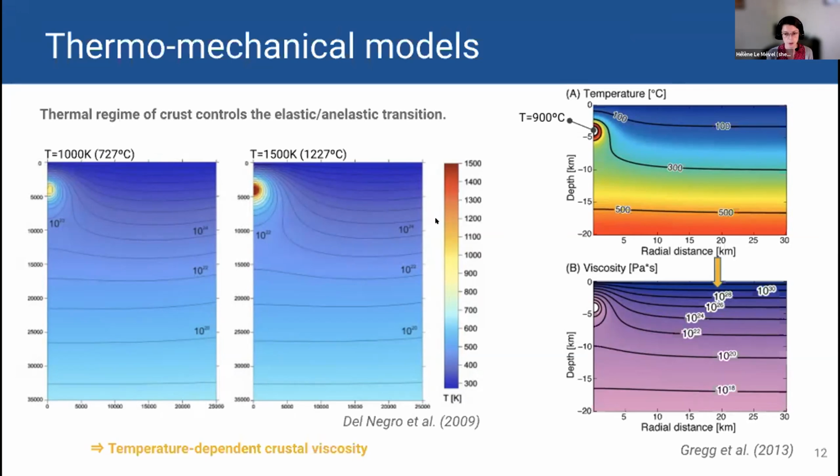So this approach is used, for example, in Del Negro and others to model deformation at Etna volcano. Here on the left, you see two different viscosity distributions based on two different chamber wall temperatures. And on the right, I show an example of viscosity and temperature distribution from Greg and others from a study on the triggering of caldera-forming eruptions. So in the next couple of slides, I will show two other examples of studies that use 3D thermo-mechanical models to model deformation.